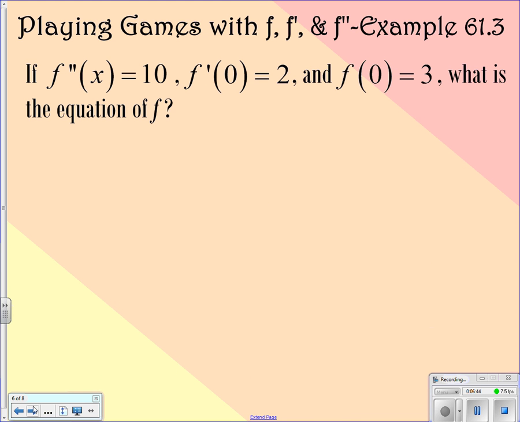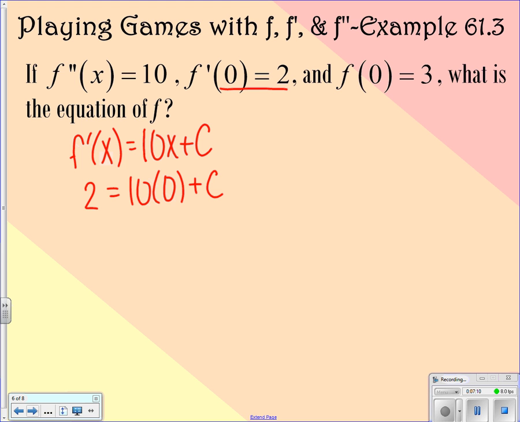Alrighty, so looking at the next one. It gives us the second derivative is 10, the first derivative at 0 is 2, and then the original at 0 is 3. What is the equation of f? Well, on these, we're going to start with the second derivative, and we're going to integrate that. If you integrate that, you would get 10x plus c. And now we can go ahead and plug in when our function is 2, our x value was 0. And so that means that our c equals 2. And so our first derivative function is 10x plus 2.